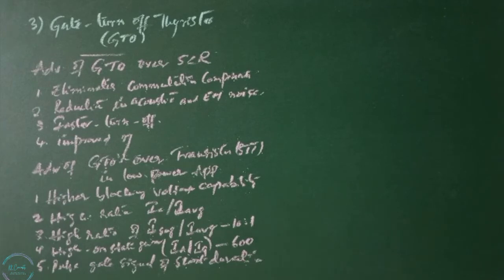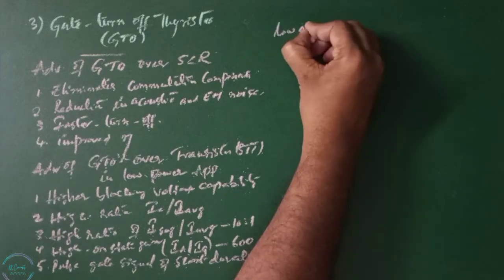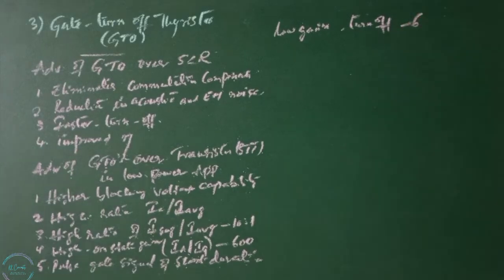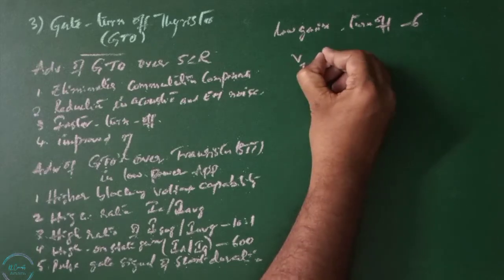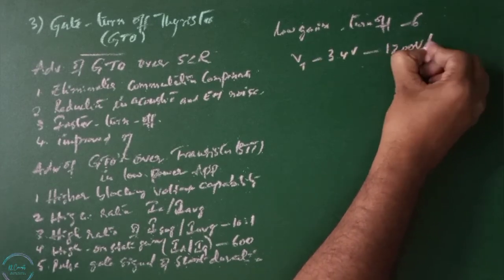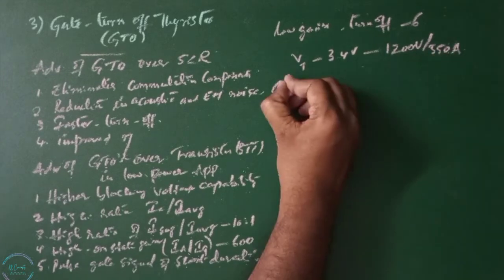Under such condition, the GTO goes into deeper saturation due to regenerative action. On the other hand, a bipolar transistor, that is BJT, tends to come out of the saturation. The GTO has low gain at turn off, typically 6, and requires a relatively high negative current pulse to turn off. It has higher on-state voltage than that of SCR. VT of the GTO is 3.4 volts for 1200 volts, 550 amps.